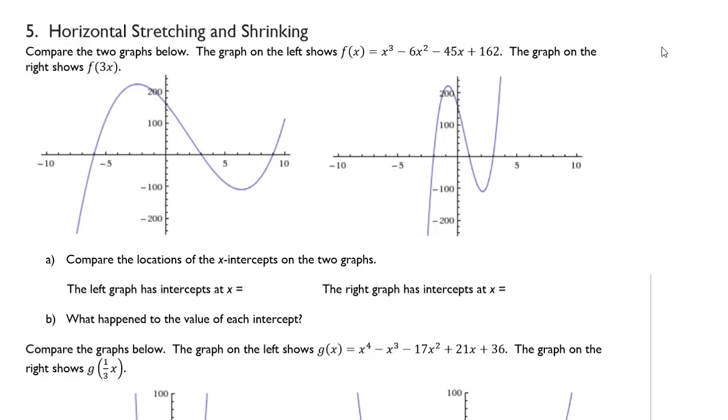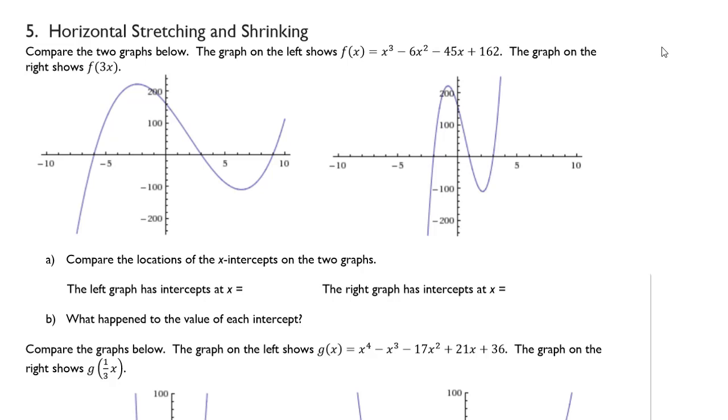Welcome back to part 7 on transformations of functions. We are going to start looking at horizontal stretch and shrink. Another way of saying that is compression and expansion. It depends on who you're talking to or who your instructor is. So today we're going to look specifically at a function that has a maximum right around 221.